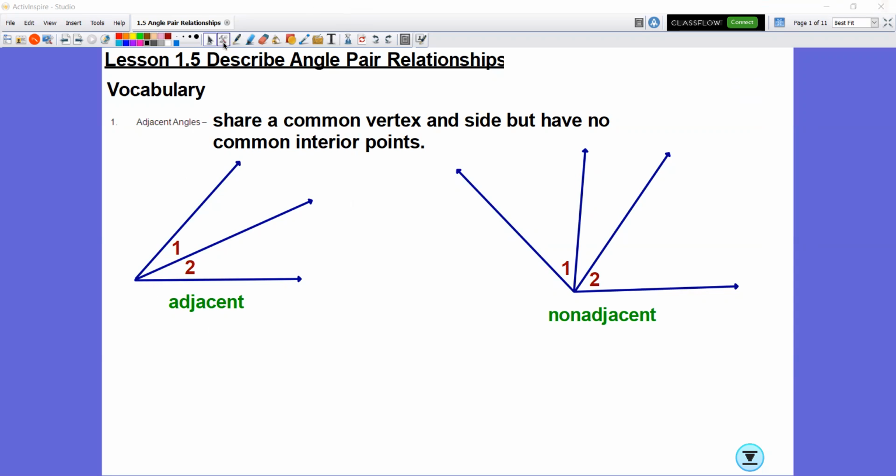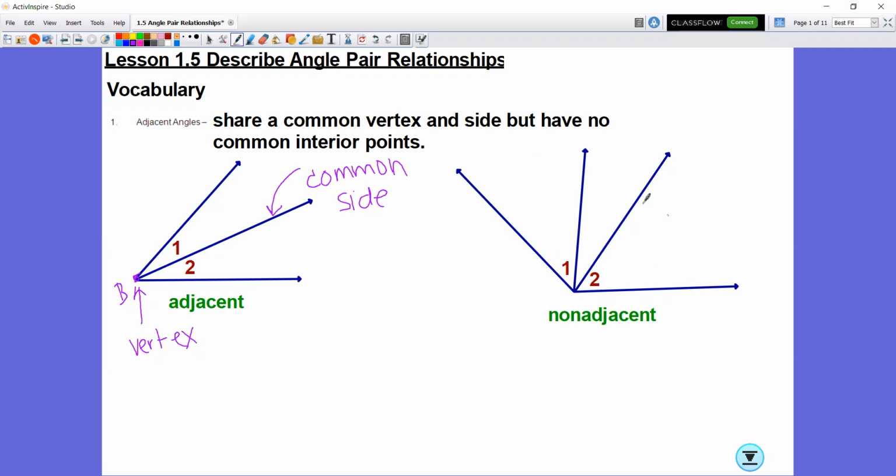If I get my fancy pen out and I say that this is point B, this is the vertex. And then this is the common side. So when you think about adjacent angles, think about your next door neighbor.